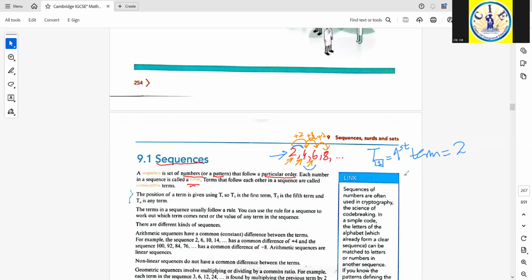Then if I say T2, that would mean the second term. And the second term in the sequence is 4. Similarly, the third term is 6, and T4, that is the fourth term, that is 8 in this case. You see that these terms of the sequence follow a certain rule. That is known as the term to term rule.